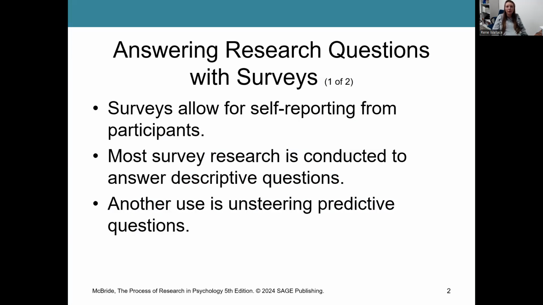So if you have a research question and it could be answered with a survey, then maybe that's the way that you're going to want to go. Most survey research is conducted to answer descriptive questions. Another use for it is answering predictive questions. It allows for self-reporting. So we have all the pros and cons that we've talked about regarding self-reporting, right? But usually it's descriptive questions, right? How do Americans currently feel about the economy? How do 10th graders feel about whatever, right? Like it's more descriptive and not necessarily like hard numbers.